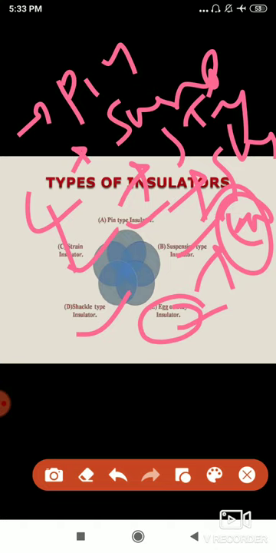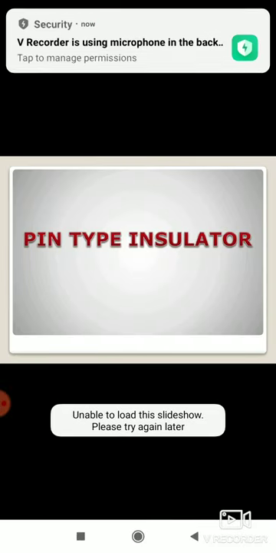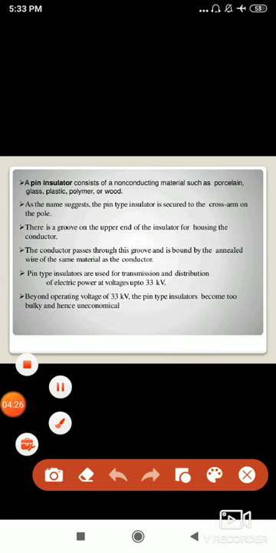Now, in this session, we'll discuss in detail what a pin type insulator is. I am not using my sketches for this, because this is a very theoretical topic. If I explain with a graphical representation, it will help you understand more easily. That's why I'm choosing these types of PPTs to explain to you.